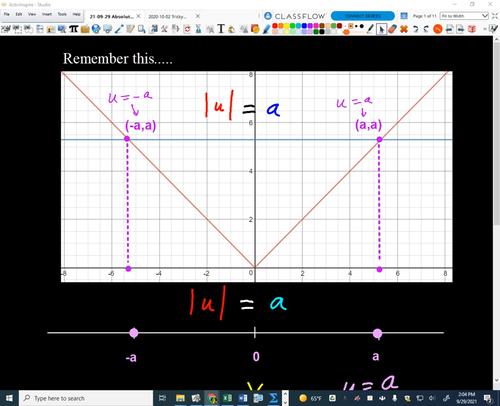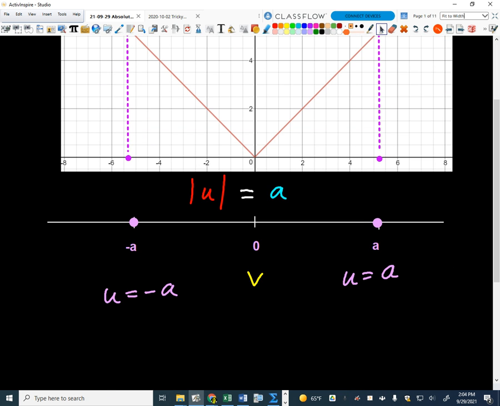So if we want to solve the absolute value equation, the absolute value of u is equal to some number a, remember what we did. We used our graphing trick and looked for the intersections of the function y equals absolute value of u and the function y equals a. We found those were the 2 points with x coordinates a and negative a. Those were the points of intersection, and so we built this pattern.